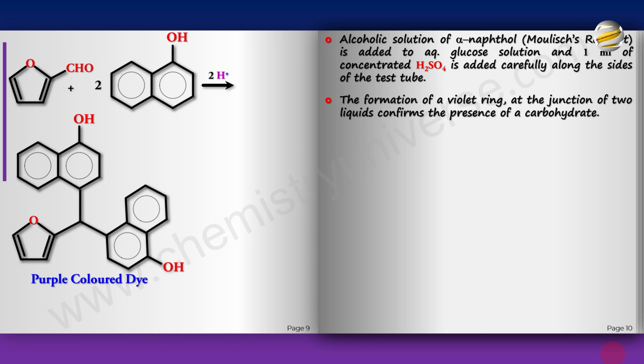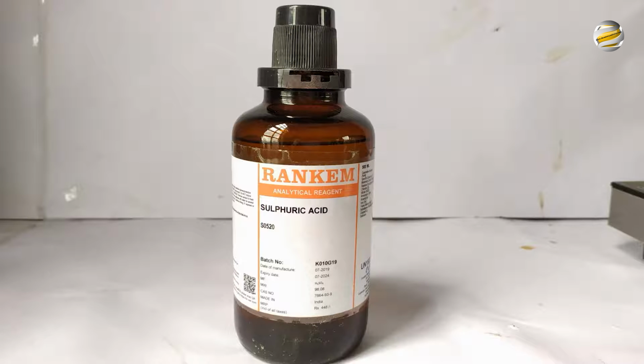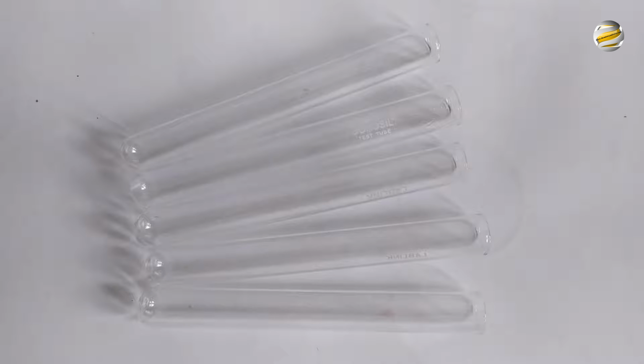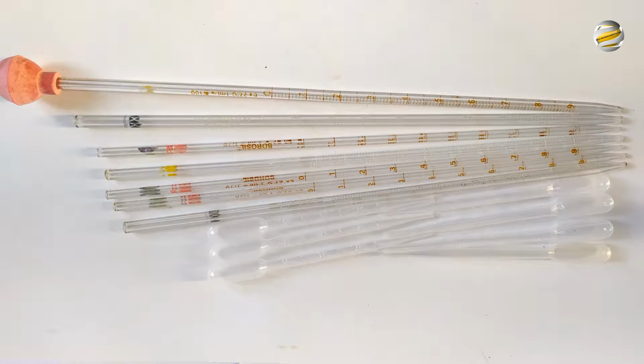To perform the test, we'll need the following: the Molisch reagent, concentrated sulfuric acid, solutions each of the following: fructose as representative of ketose, monosaccharide, glucose as a representative of aldose, sucrose as a representative for disaccharides, and starch as a representative sample for oligo and polysaccharides, and distilled water as the control sample. 5 clean, dry, identical test tubes, a test tube holder, a test tube stand, 7 graduated droppers or pipettes of 1 or 2 ml capacities.